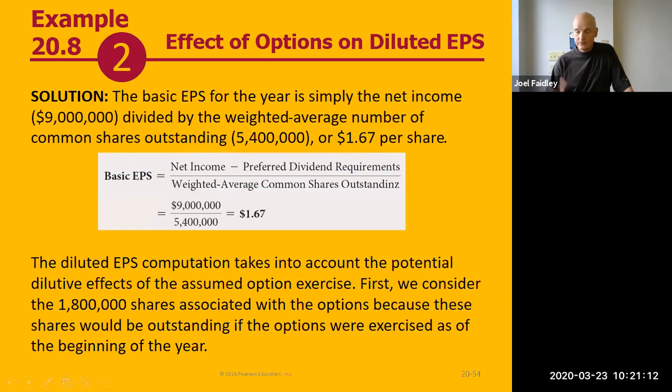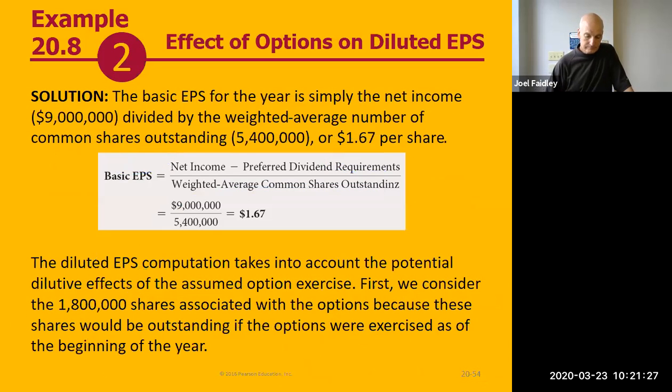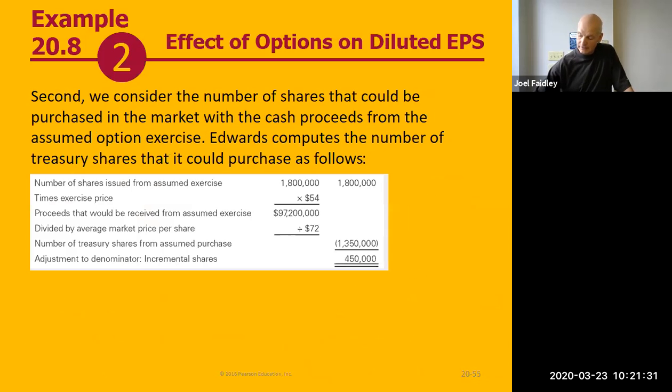First, I do basic, which you should always do, basic earnings per share. There's my 9 million divided by the 54,000 basic earnings per share, $1.67. So now let's do diluted earnings per share. And there's the calculation I just wrote on the screen.